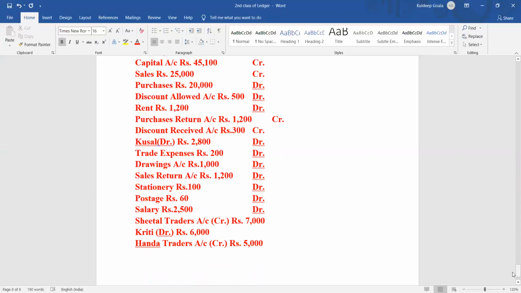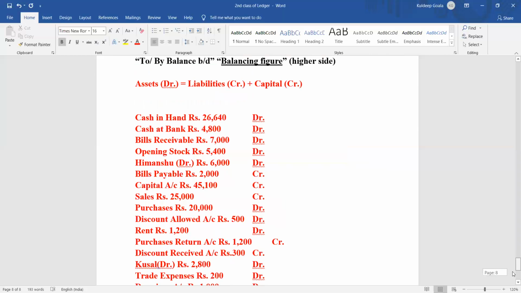Then Sital Trader, already it is mentioned, it is credit, so it will be credit. Kriti, it is already mentioned debit, so debit. And Honda, it is already mentioned credit, so it will be credit. Clear? So these are the items, how you are going to do it. Okay, you have got the information.